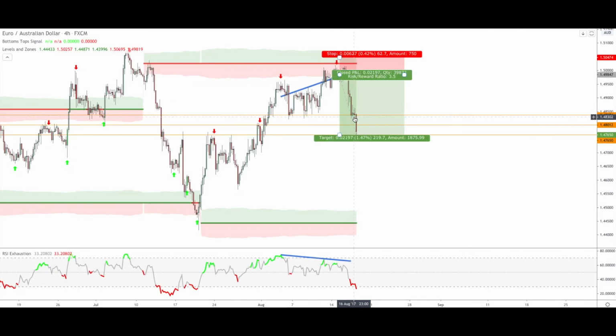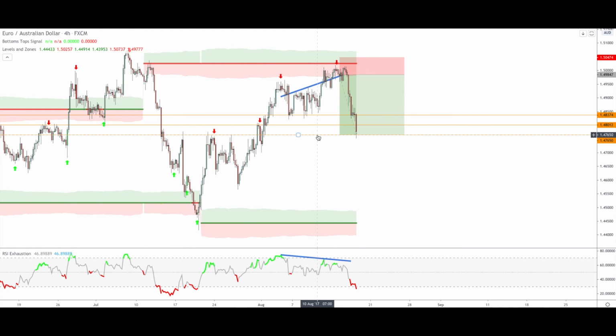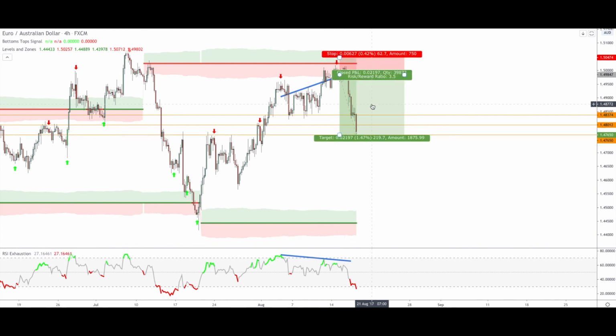Within a few more candles we got to the target, so we are now out of the trade. The price went all the way down to our lowest support line, which was this one, which was the target as well, and we ultimately got out of the trade with a 3.5x return, which is absolutely excellent.